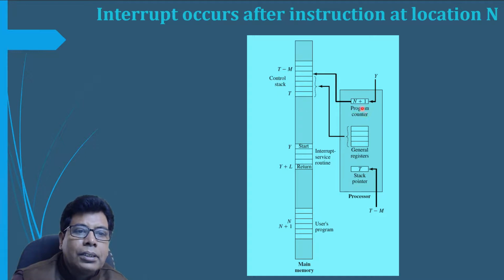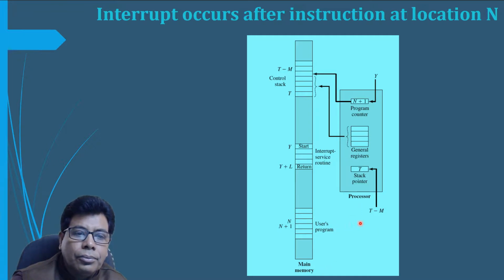So the program counter will always be incremented by 1, and these are the general registers. So first we are storing the program counter on the stack, and then the general registers are put on the control stack, and then this is the interrupt service routine. Now this is the stack, then this is the interrupt service routine. So it will have the start and then return at the end, and this is your user's program. So all are in the main memory.